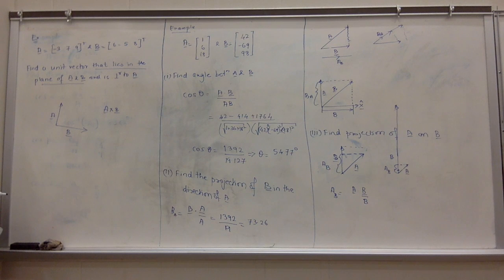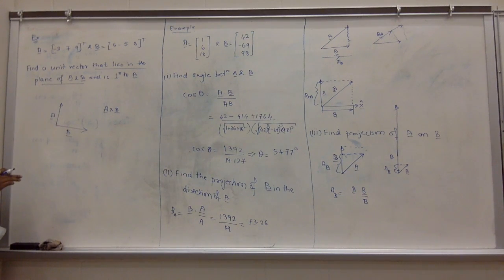Can you repeat the question? If you take the cross product, it will be perpendicular to A, but it will not lie in the plane of AB. It will be perpendicular to the plane of AB. This is the plane of AB. This board is now the plane of AB.